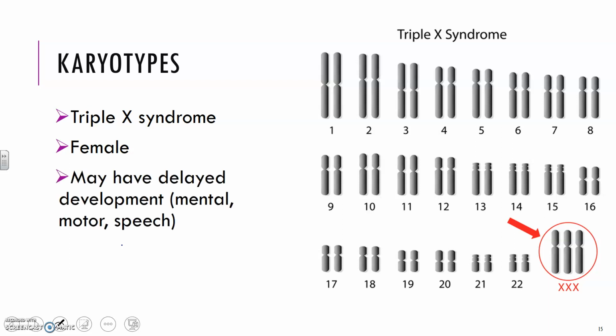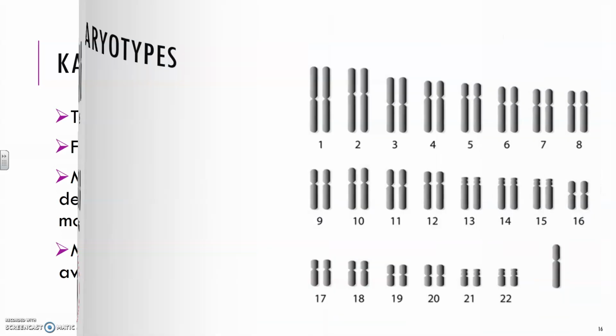This patient may have delayed development, so mental, motor, and speech development, might be taller than average, though triple X syndrome is a little weird because you can get that X inactivation going. So oftentimes triple X syndrome can be very detrimental, but it doesn't necessarily have to be. So it's a little bit strange.